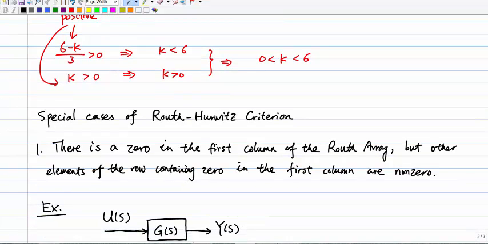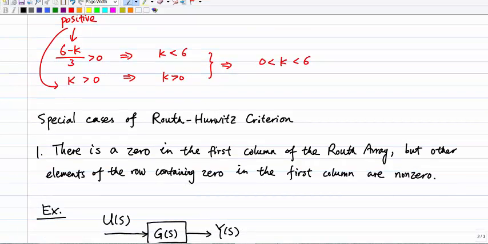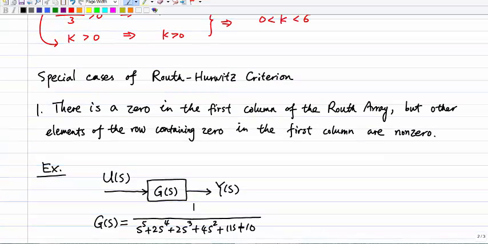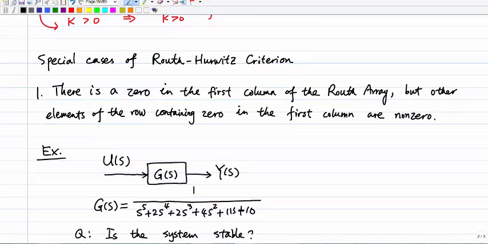Okay, I'm going to give an example showing what I mean by that, because it's really a little bit complicated, but let me explain what this means. For example, if I give you the closed loop transfer function for a given control system, G of S, it is 1 over S to the 5th plus 2S to the 4th plus 2S cubed plus 4S squared plus 11S plus 10.